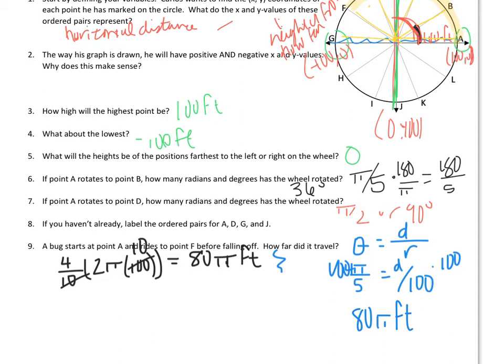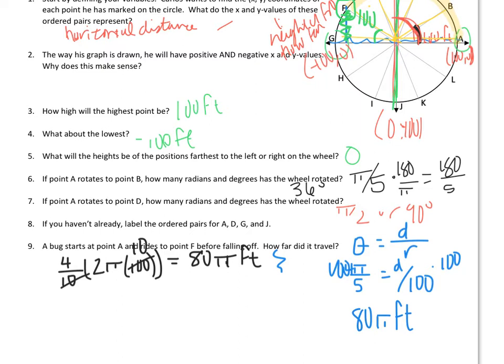One thing that was actually not on here, but I kind of wanted to ask, was what if I had asked, like, how far did the bug fall? So if we look back up here at the drawing, I'm going to draw, like, in green, the bug got to point F and then it fell down right here. So if we were trying to figure out how far it fell, the radius is 100. There's several different ways you could do this. I think I would kind of think about it like triangles.